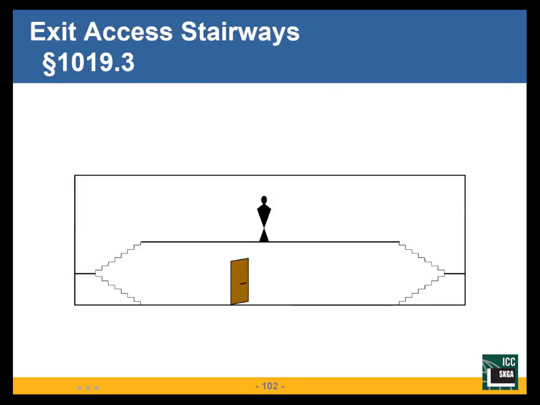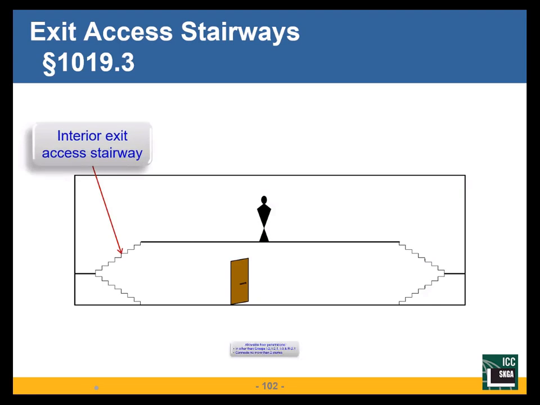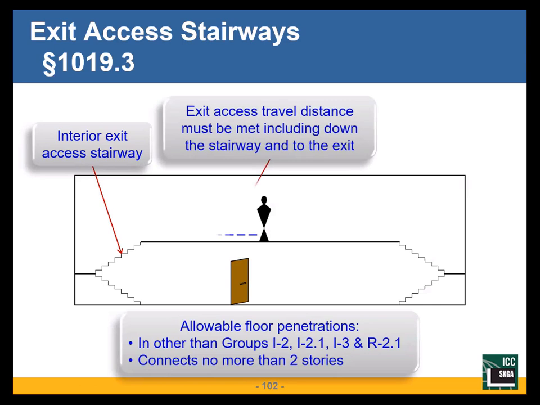Exit access stairs, no stair enclosure at all. It's open. It's allowed. When we're looking at travel distance, we're measuring from wherever the location is on the 2nd floor to the stairs, down the stairs, to the exit on the 1st floor. But there are certain occupancies, other than I2 and R2.1, that I can have an opening between connecting 2 floors. No requirement to enclose that.